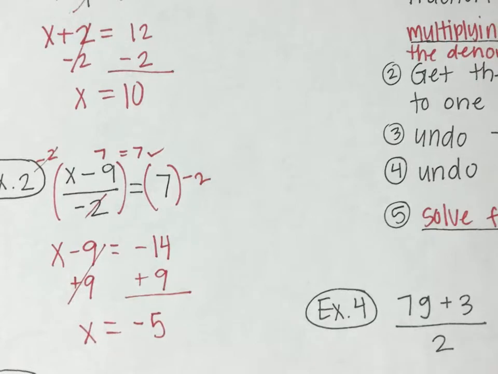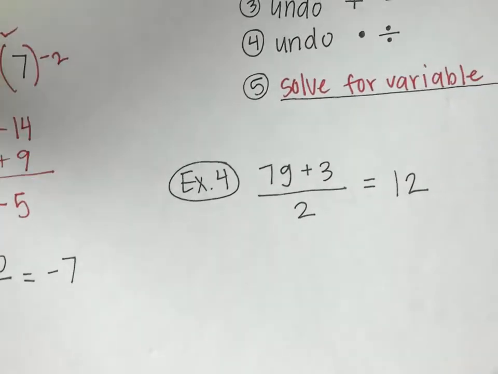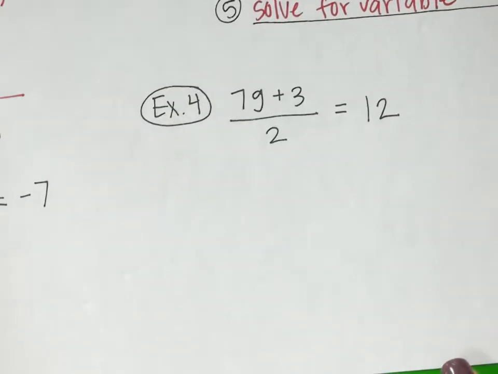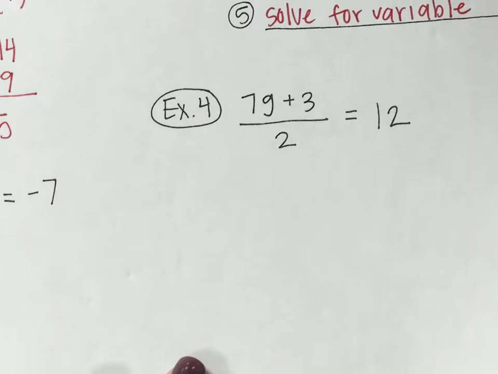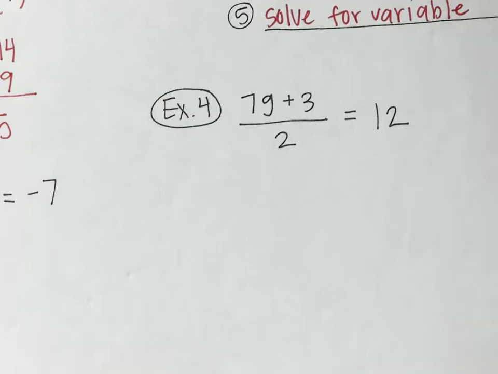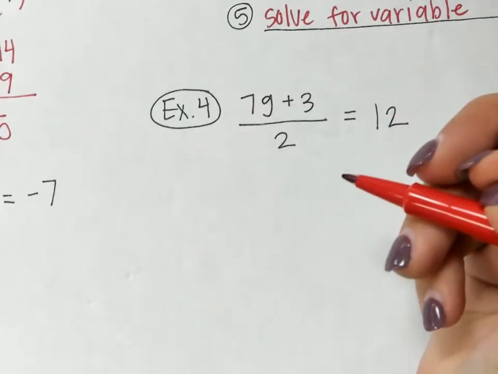All right, we're going to skip example 3 and move on to example 4. So this is just like 1 and 2. All right, so I've got 7g plus 3 over 2 equals 12. So what do I need to do here? What's different about this problem first? There's a number in front of that variable. But it doesn't change anything. It just adds an extra step. Okay. So what's my first step? It still stays the same.